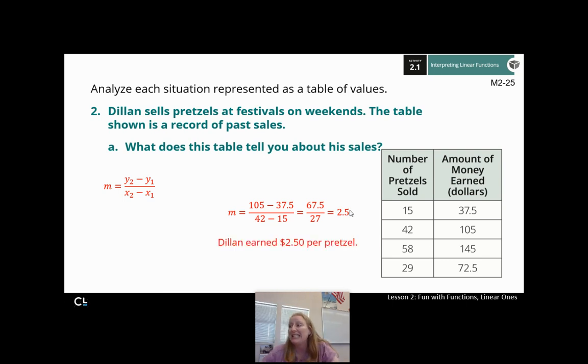That means that Dylan was earning $2.50 per pretzel. So here you thought you were just finding the slope, but what's interesting is the slope was in dollars per pretzel, right? The dollars are on top, my pretzels on the bottom. So this tells me that Dylan was earning $2.50 per pretzel. So this average rate of change, the slope, actually does give you some interesting information about Dylan's sales, that he was getting $2.50 per pretzel.